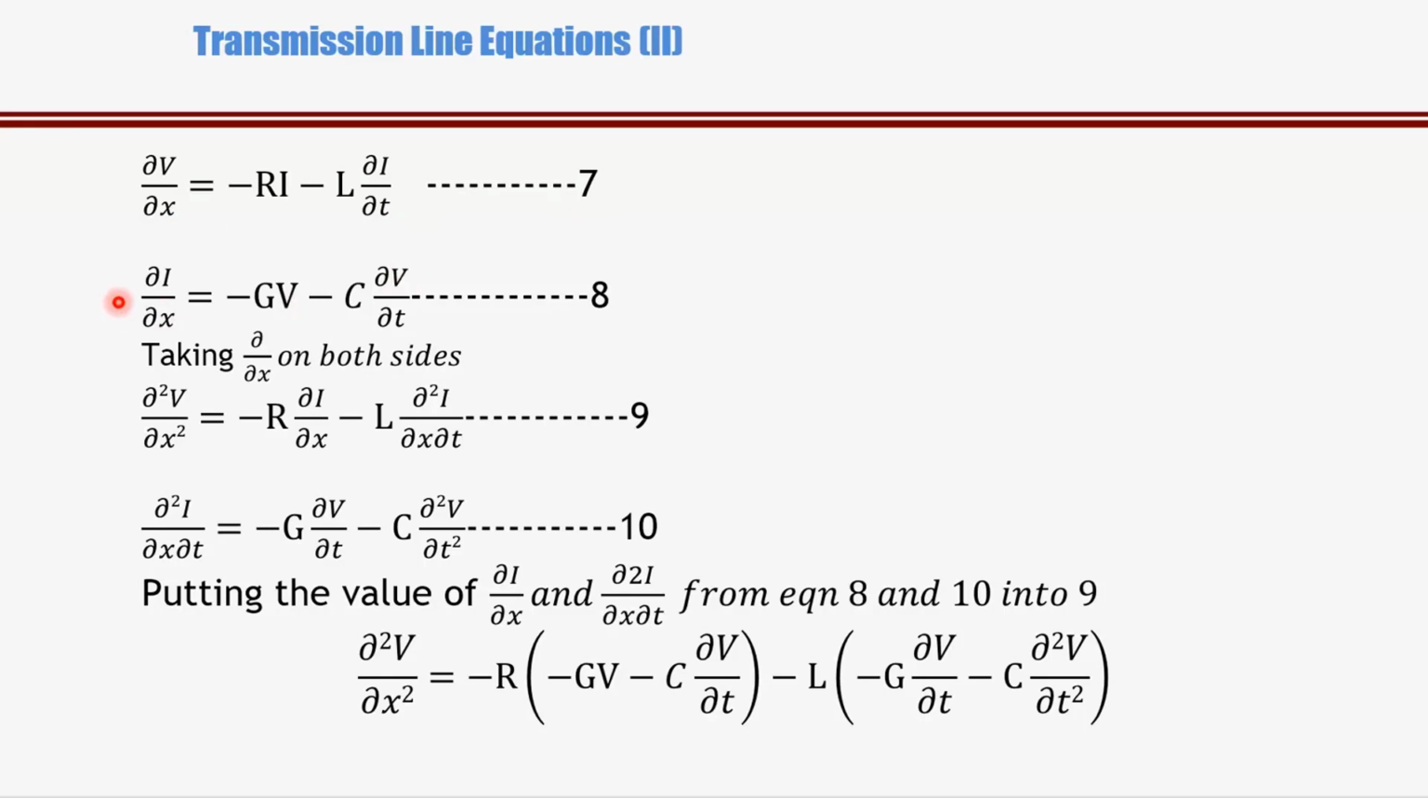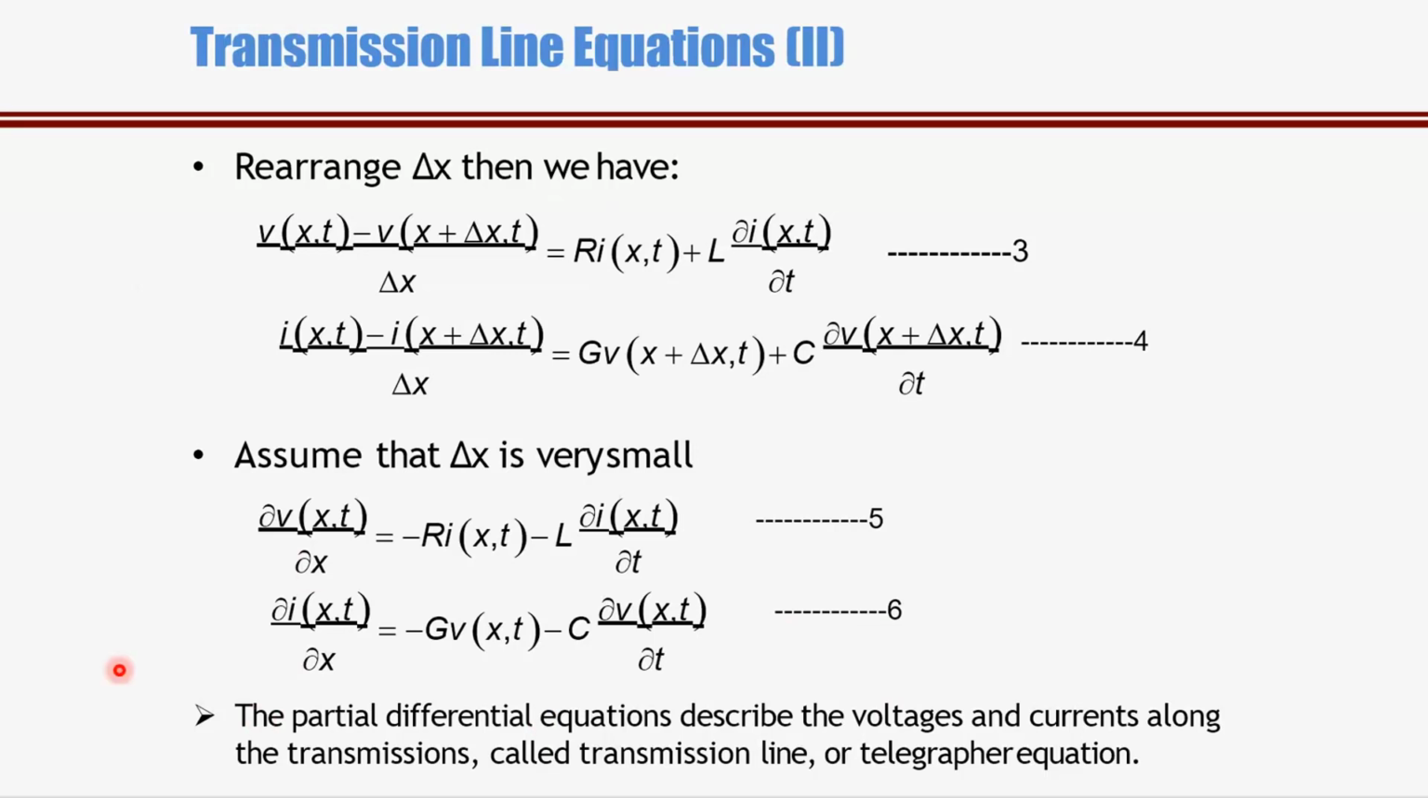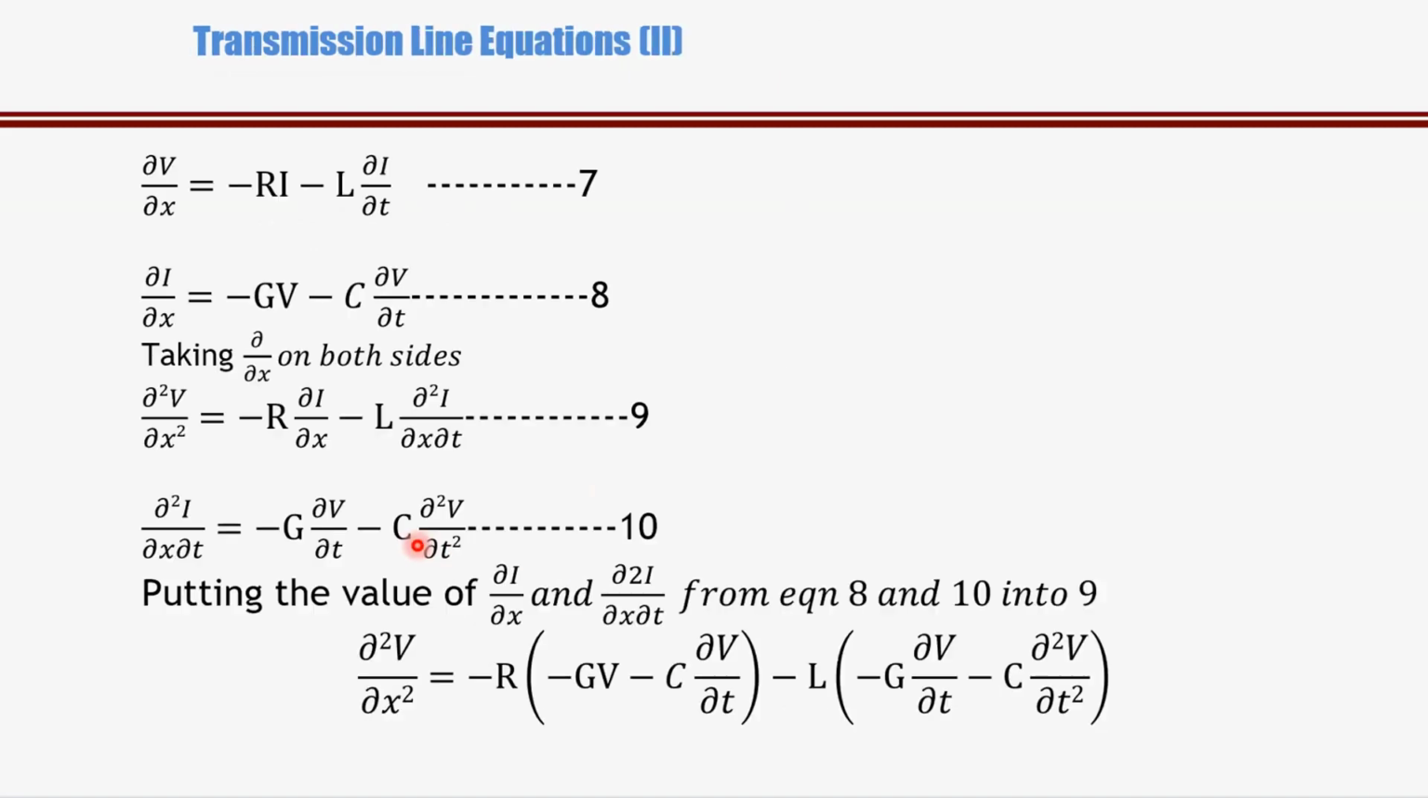Also for current, from equation number 6, I can write dou I by dou x is equal to minus G V minus C into dou V by dou t. I have just neglected this x comma t bracket everywhere, and I have written it in direct partial derivative format. So these are simple equations in terms of partial derivatives. Dou V by dou x is equal to minus R I minus L dou I by dou t, and dou I by dou x is equal to minus G V minus C dou V by dou t.